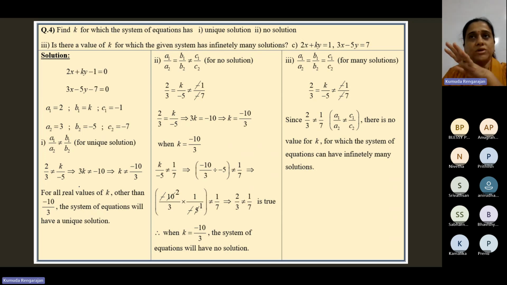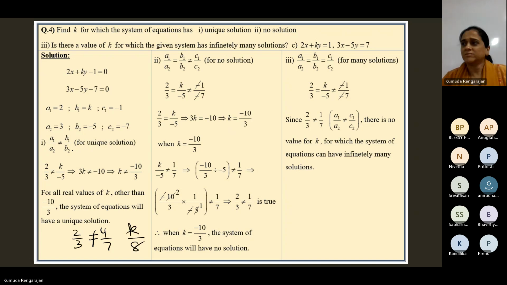So always for unique solution, you cannot find one value for k. Unique solution will always be for all real values of k other than this value. Sometimes for all real values, it can have a unique solution. For example, if a1 by a2 is like 2 by 3 and b1 by b2 is also a number like 4 by 7, already they're not equal. And supposing in c1 by c2 you have some k by 8, whatever.